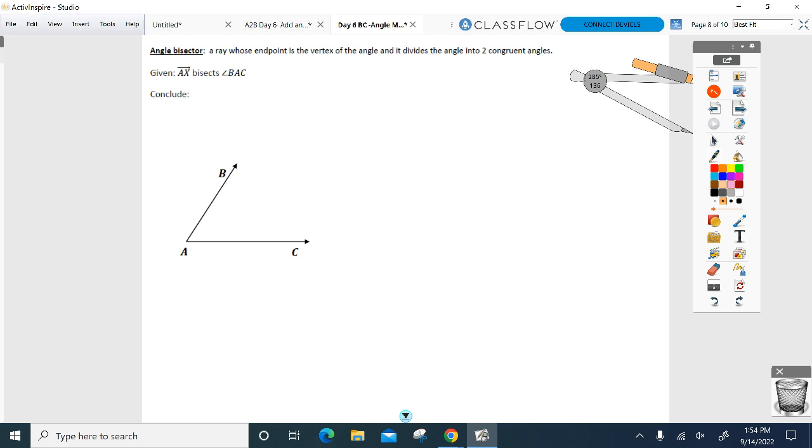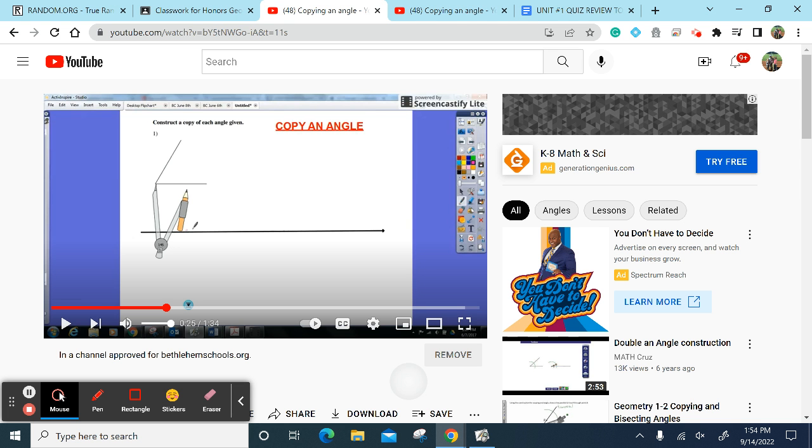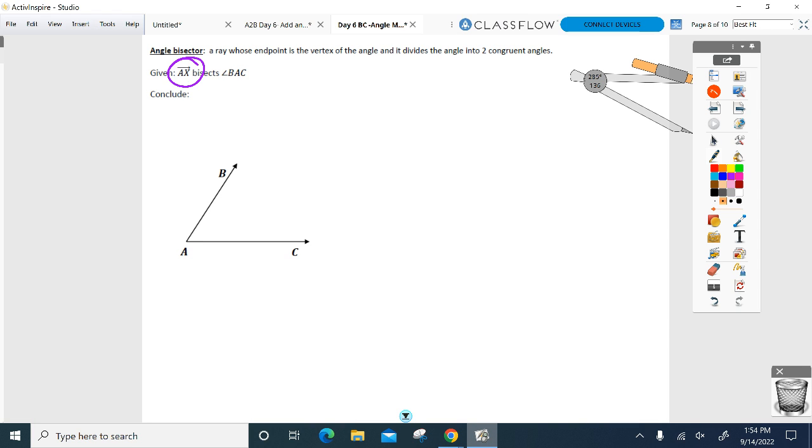Cut something in half. Could be a line segment. In this case, we're going to talk about cutting an angle in half. An angle bisector cuts the angle in half and forms two congruent angles on each side. Talk to me in geometry right now. What is this right here? What's that saying, that symbol? Okay. Ray AX bisects. Cuts it in half.